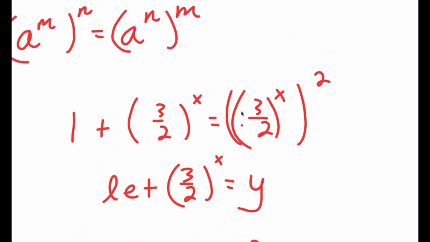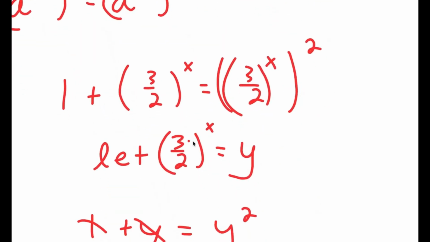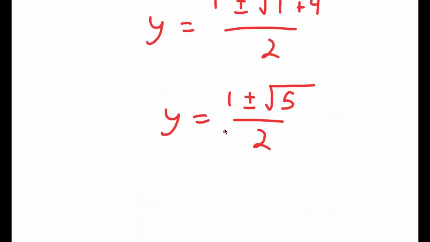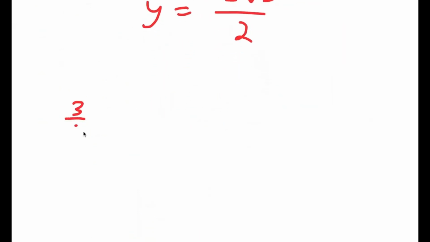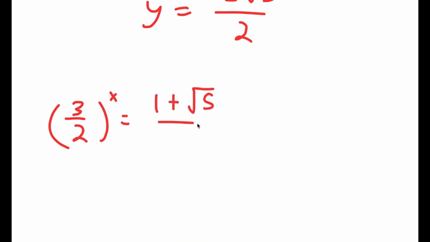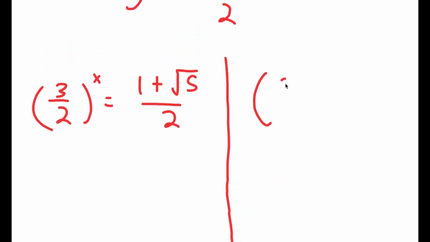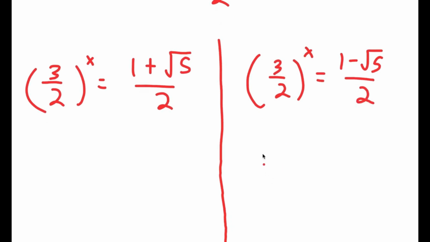However, we're not done yet because we're not solving for y, we're solving for x. And remember how we let 3 over 2 to the power of x equal to y. So this gives me two equations. I have 3 over 2 to the power of x is equal to 1 plus the square root of 5 over 2, as well as 3 over 2 to the power of x is equal to 1 minus the square root of 5 over 2. Now to actually start, we can already cancel out one of these equations, which is the right-hand one, because 1 minus the square root of 5 is going to be a negative number, and you can't take the power of a positive number and make it equal a negative number.